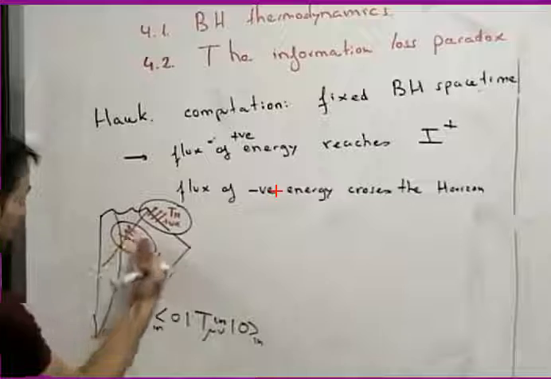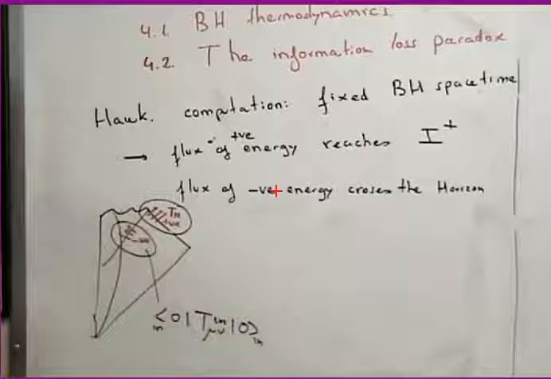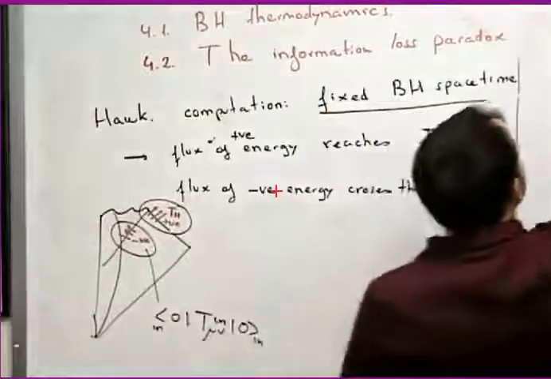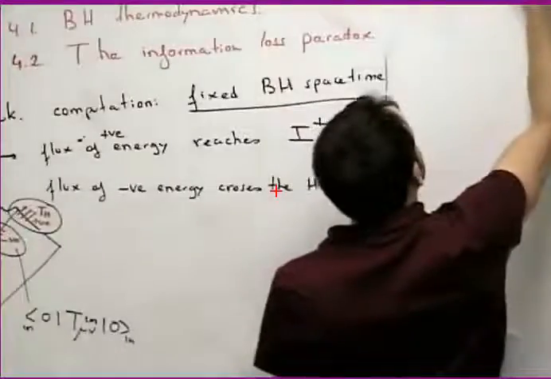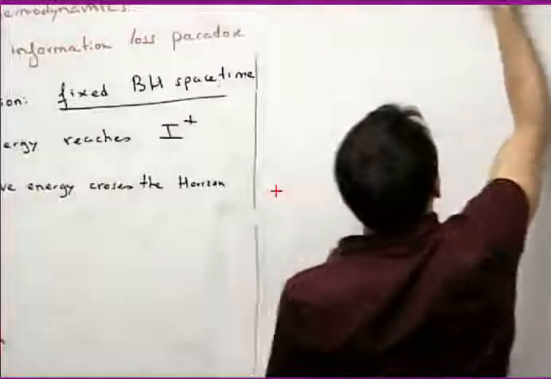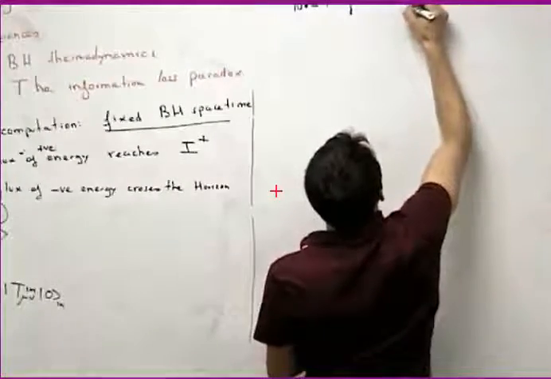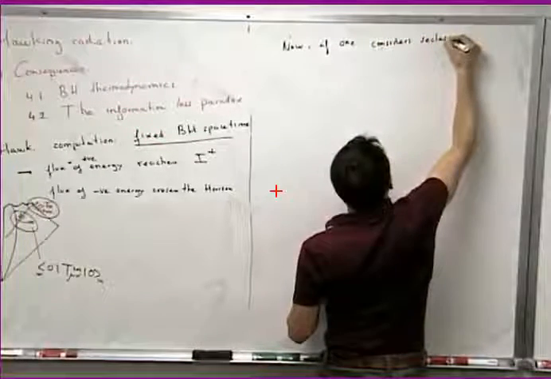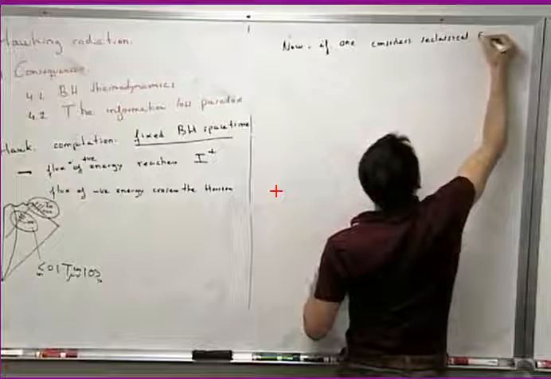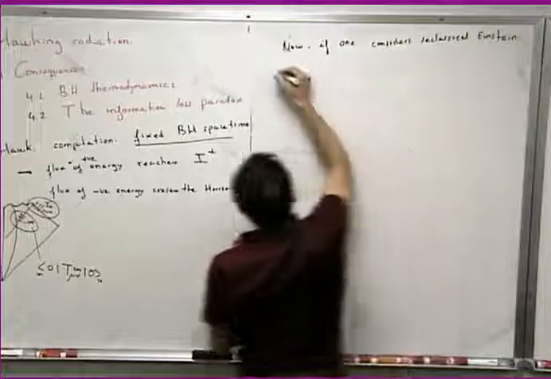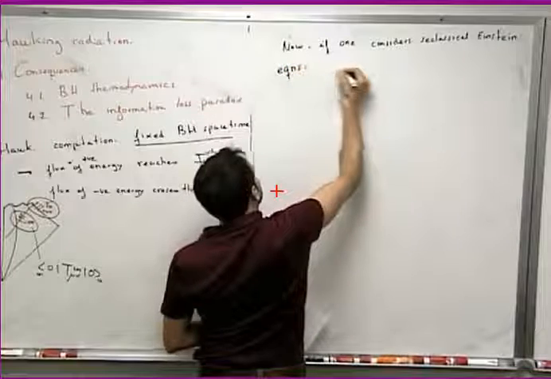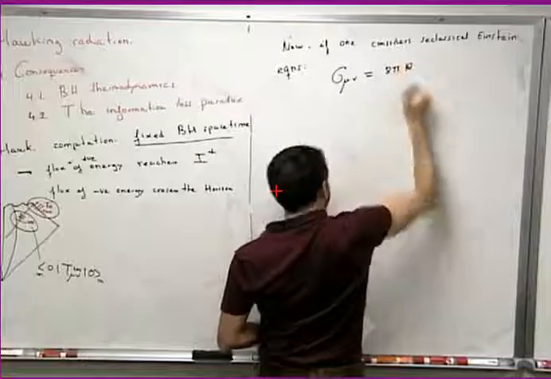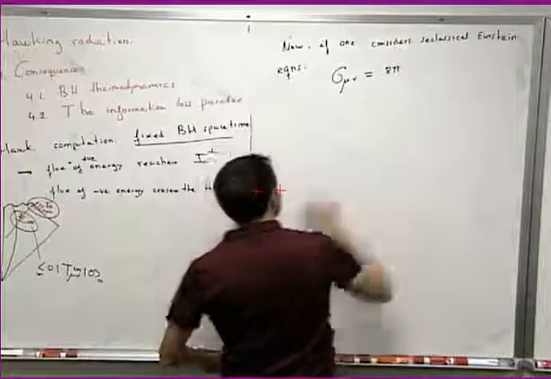So because we have these negative energy fluxes, now, if we go beyond this fixed background, if one considers the semi-classical Einstein equations, remember I mentioned them at the very beginning of the course. 8πG, which is 8πG.